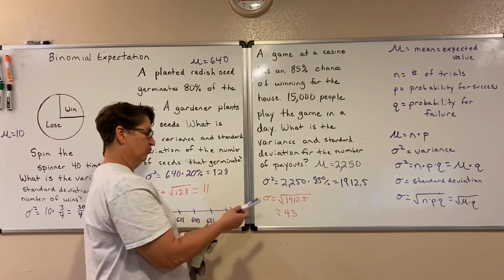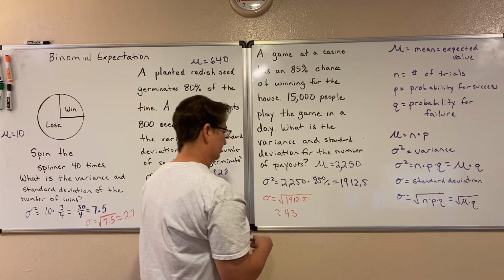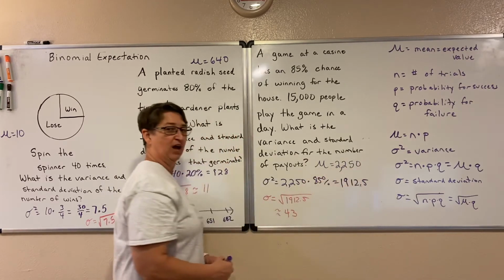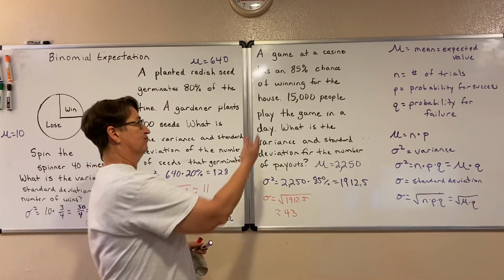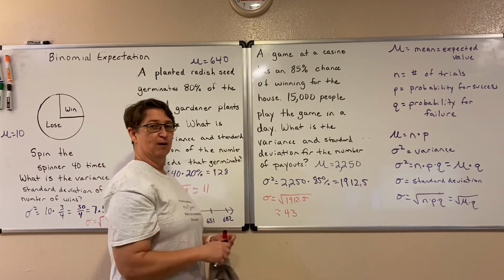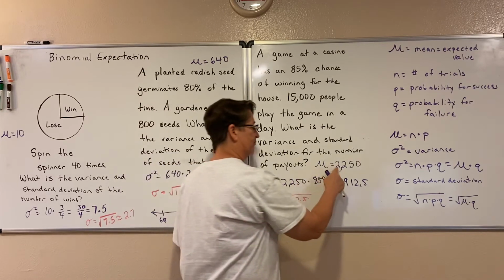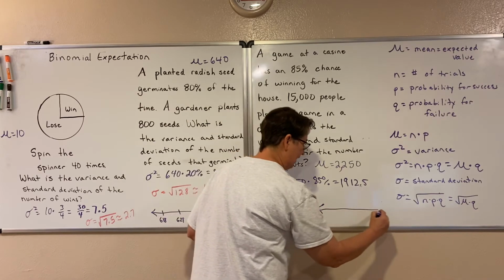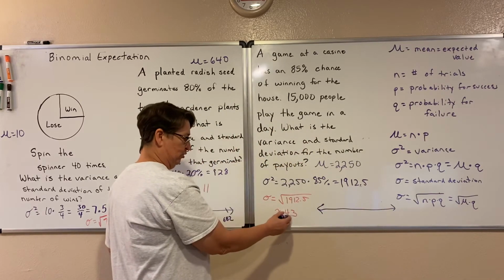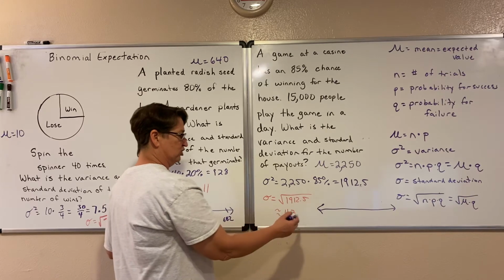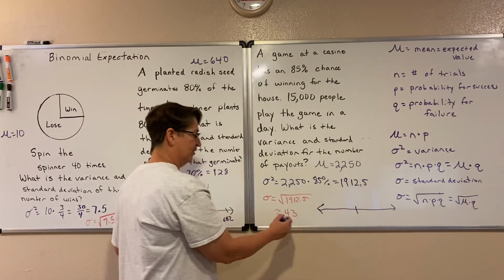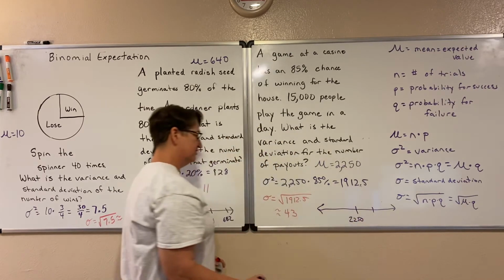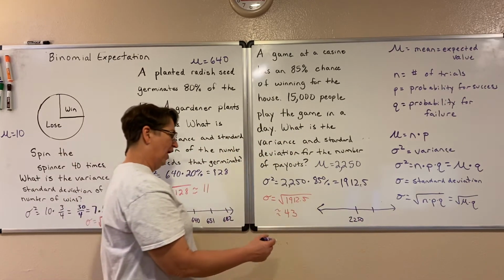And the same thing here with the casino. The casino expects to pay out 2,250 times a day. So if they've got 15,000 people coming in a day, then that's the number of payouts they expect to make during the day. Because of Chebyshev's theorem, we know that 2 standard deviations out, 75% of the time, that's how many payouts there are going to be. So you just add that standard deviation on twice.